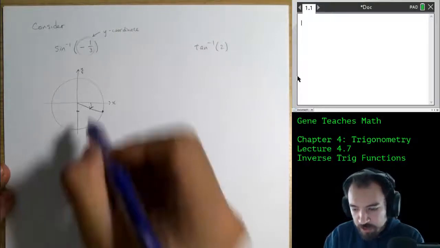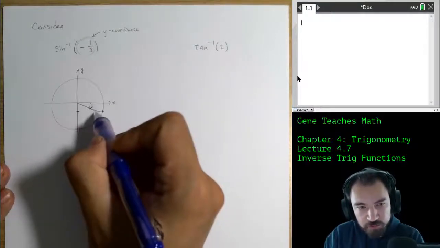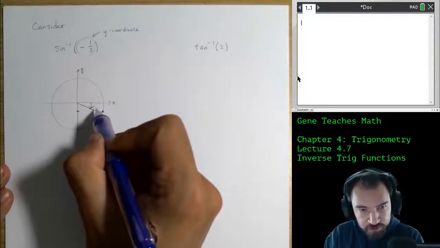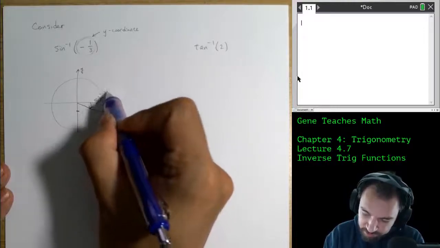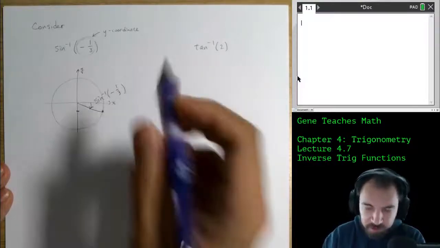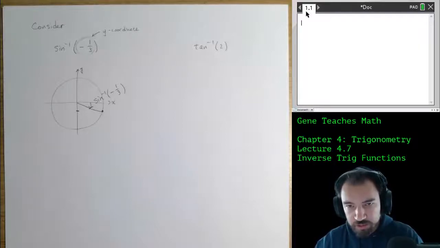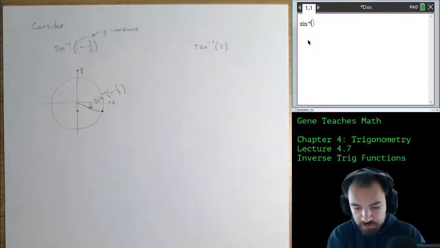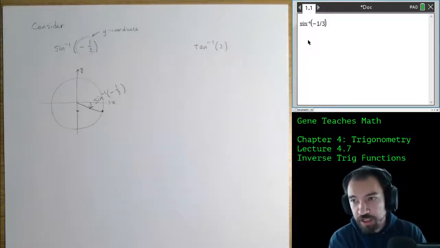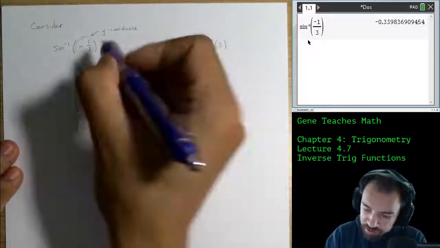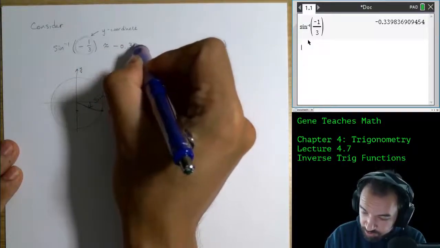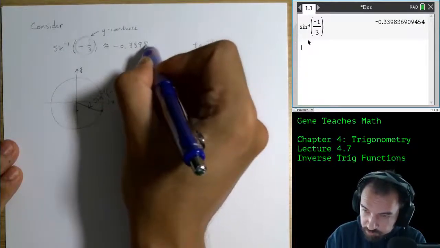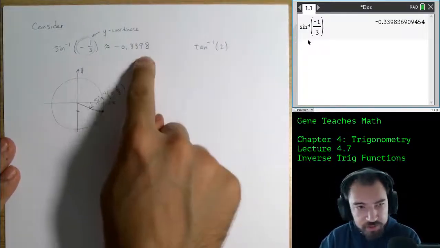It turns out there isn't an easy way to write down this value at this stage in our lives. So this angle right here, we can write as sine inverse of negative 1/3. And we can put this into a calculator, and I can hit the trig button, hit sine inverse, type in negative 1/3, and hit enter. This is approximately negative 0.3398, rounding to 4 decimal places by value, but this is not exact.